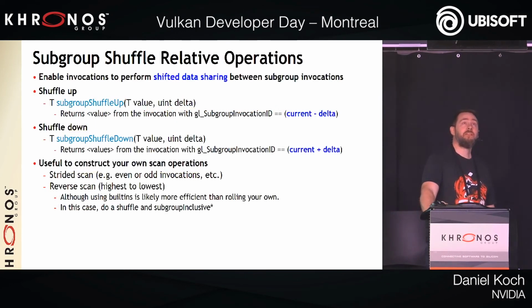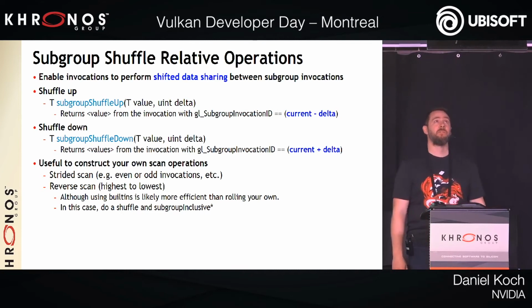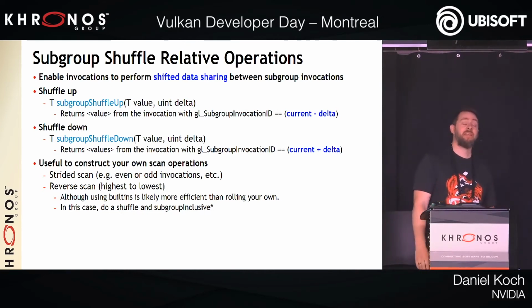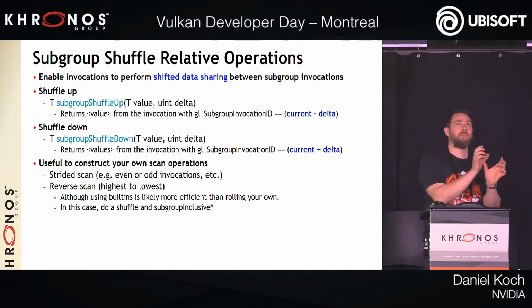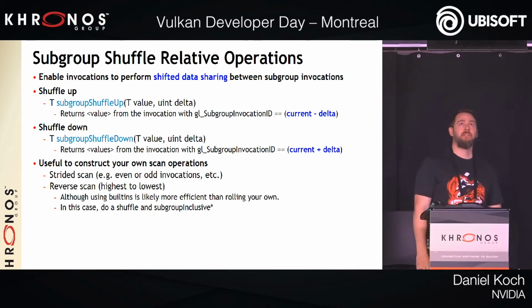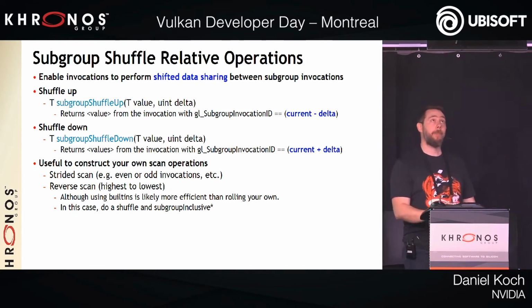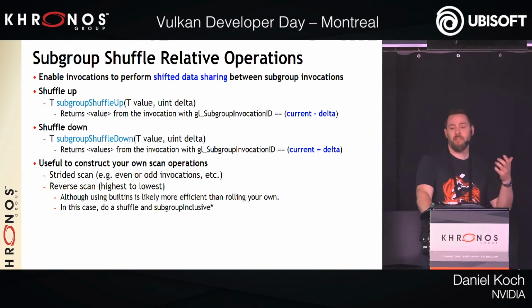Shuffle relative is the next group of operations. This enables you to do shifted data sharing between subgroup invocations. Basically you can do shuffle up or shuffle down. You pass in a delta, so you're reading up or down, basically shifting 1 or 2 or whatever is appropriate for your algorithm. These are useful if you need to construct your own type of scan operations, for example.